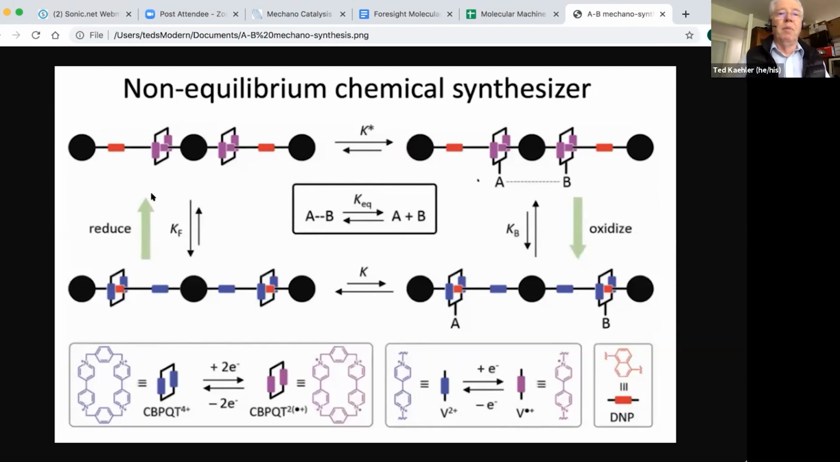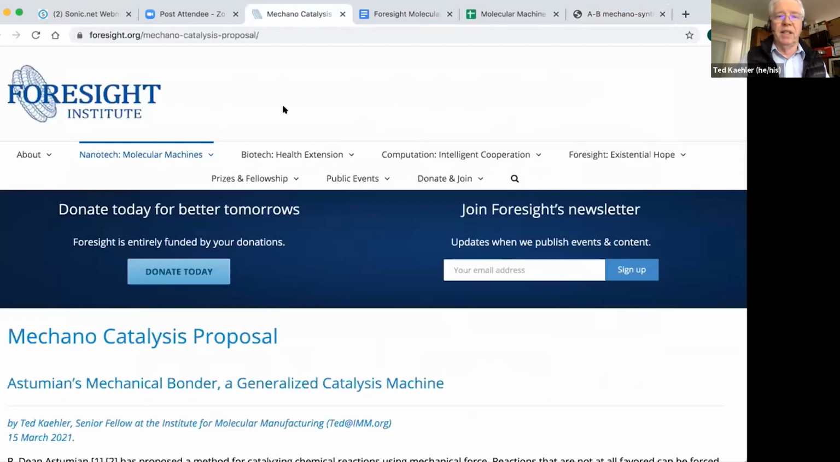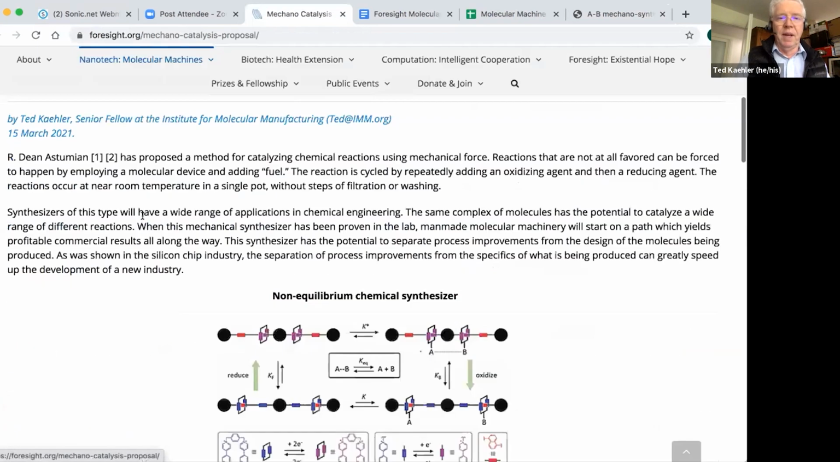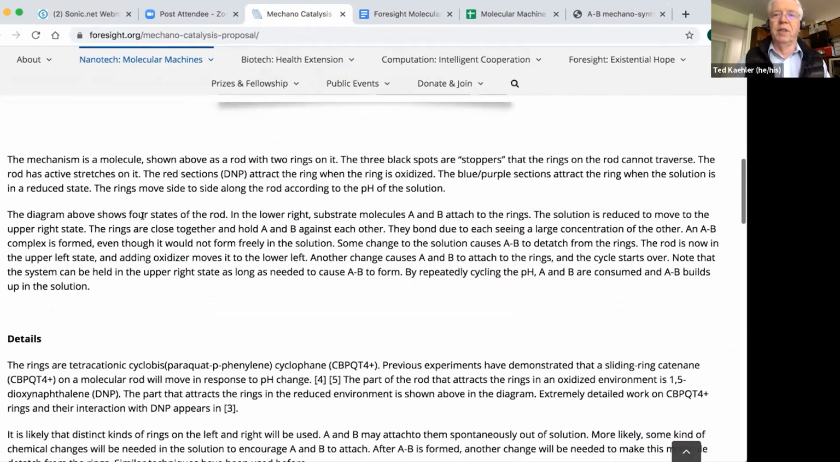So my main message here is that there's a little paper about it. The URL I put in the chat leads to this paper here. If you're interested, look at that. And if this is all incredibly inappropriate, you can tell me. But I think we're really onto something here. Dean Astumian has really opened Pandora's box, I think. So that's pretty cool.